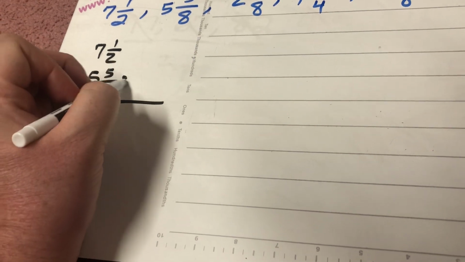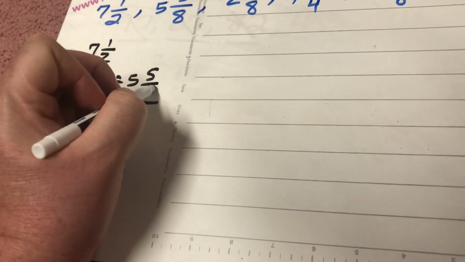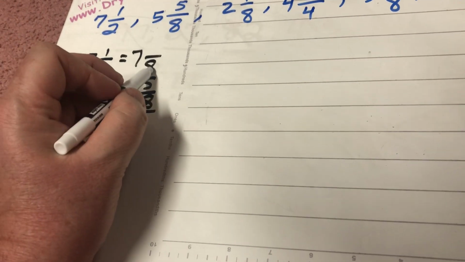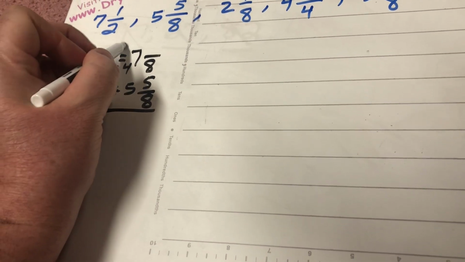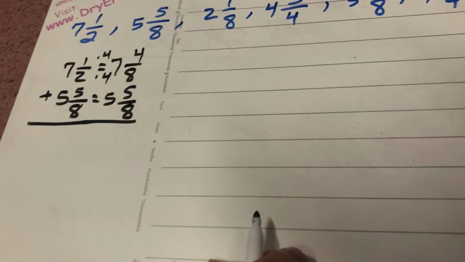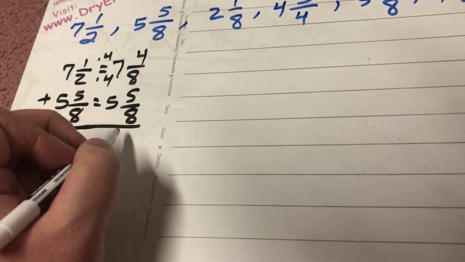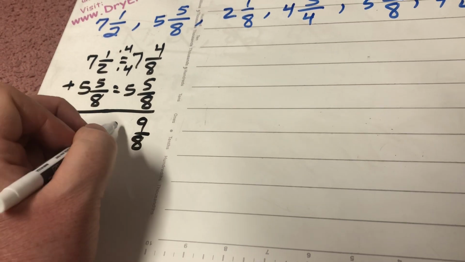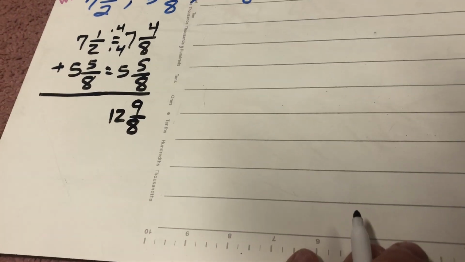And that's going to stay 5 and 5/8. That's going to become 7 and something over 8. 2 times 4 makes 8. So 1 times 4 is 4. That looks like we end up with 9 over 8 and 12 and 9 over 8.